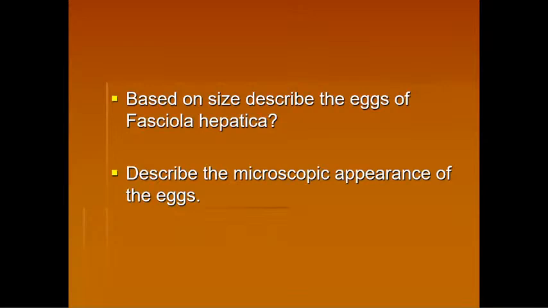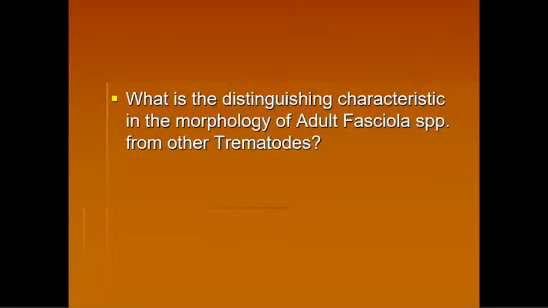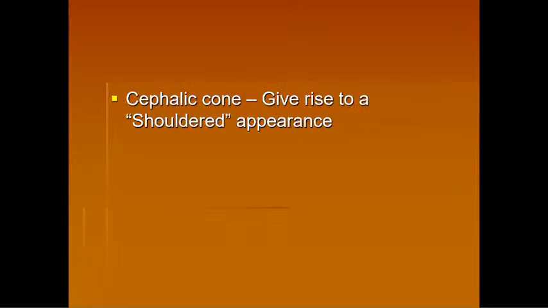All right, so describe the microscopic appearance of the eggs. It is a hen egg appearance, a chicken egg appearance. These are the answers. Okay, largest helminthic egg. Helminthic meaning worm. All right. Microscopic appearance, hen egg shape. Now, the distinguishing morphology of adult Fasciola from other trematodes is that it has a cephalic cone, giving it a shouldered appearance. Para siyang may shoulder pads, guys. So meron siyang neck, 'di ba? Kasi nga meron siyang cephalic cone.